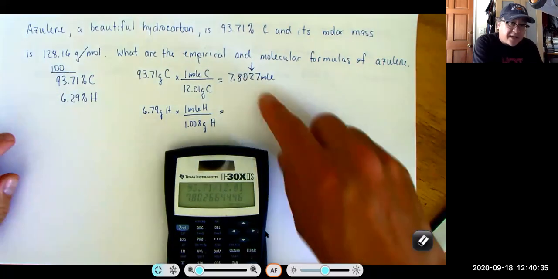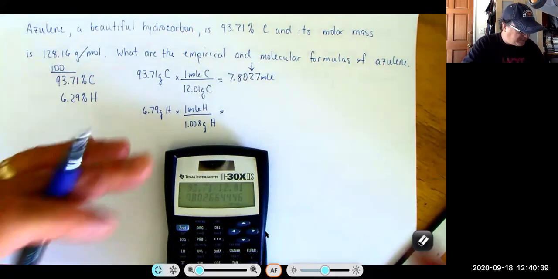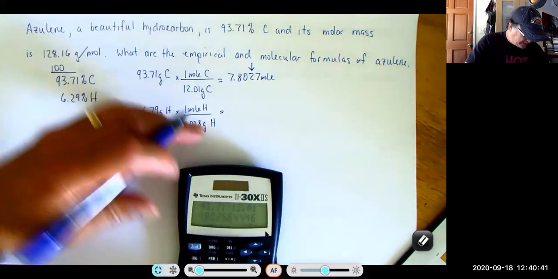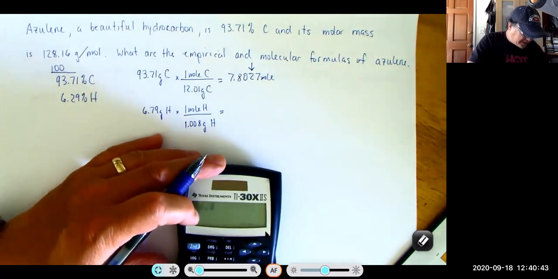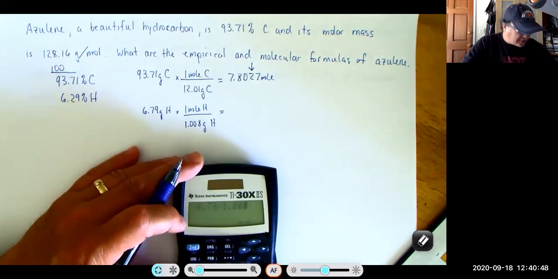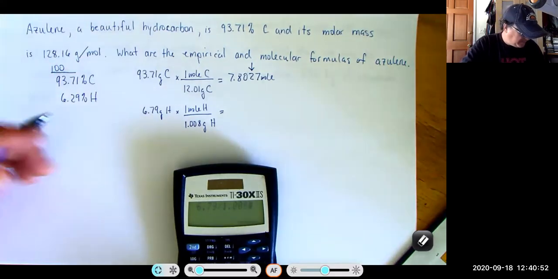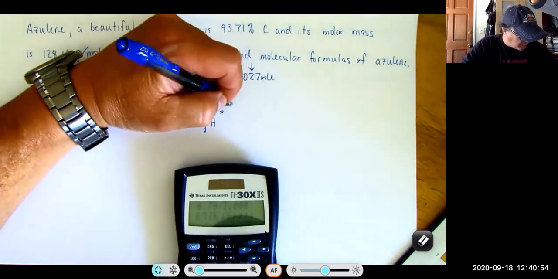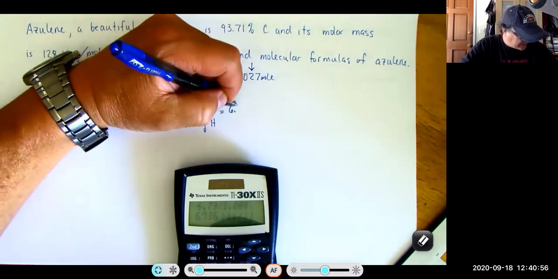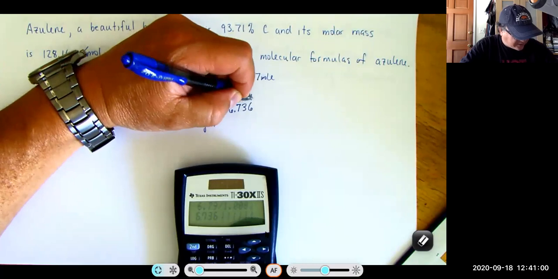So I'm carrying an extra significant figure along. It's not significant, I'm just carrying it along. And then we get 6.29 divided by 1.008. This should end up being around 6.2, right? So we get 6.240. This is extra mole.